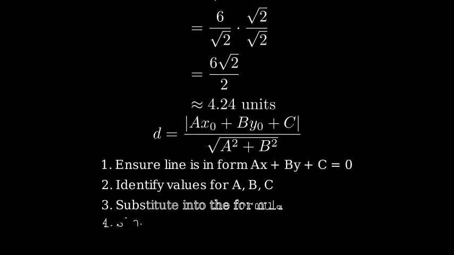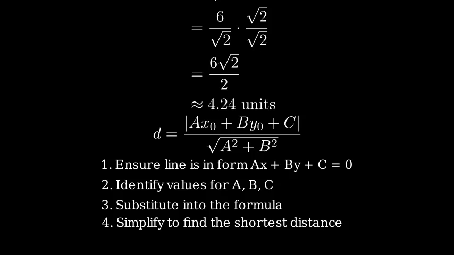To use this formula: 1. Ensure your line equation is in standard form, ax + by + c = 0. 2. Identify the values for a, b, and c from your line equation. 3. Substitute these values along with your point coordinates into the formula. 4. Simplify to find the shortest distance.